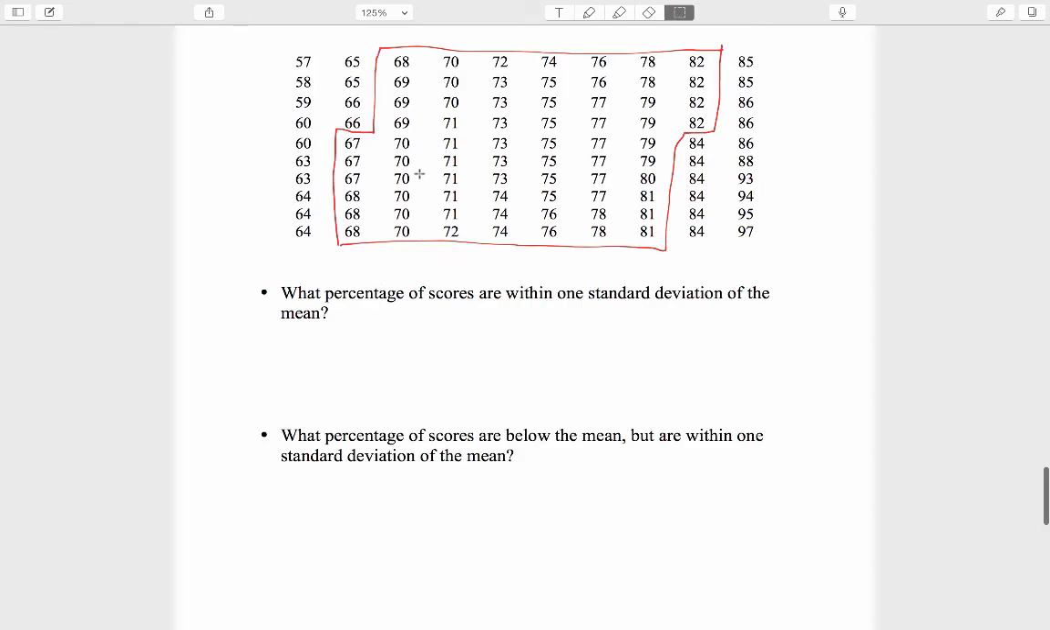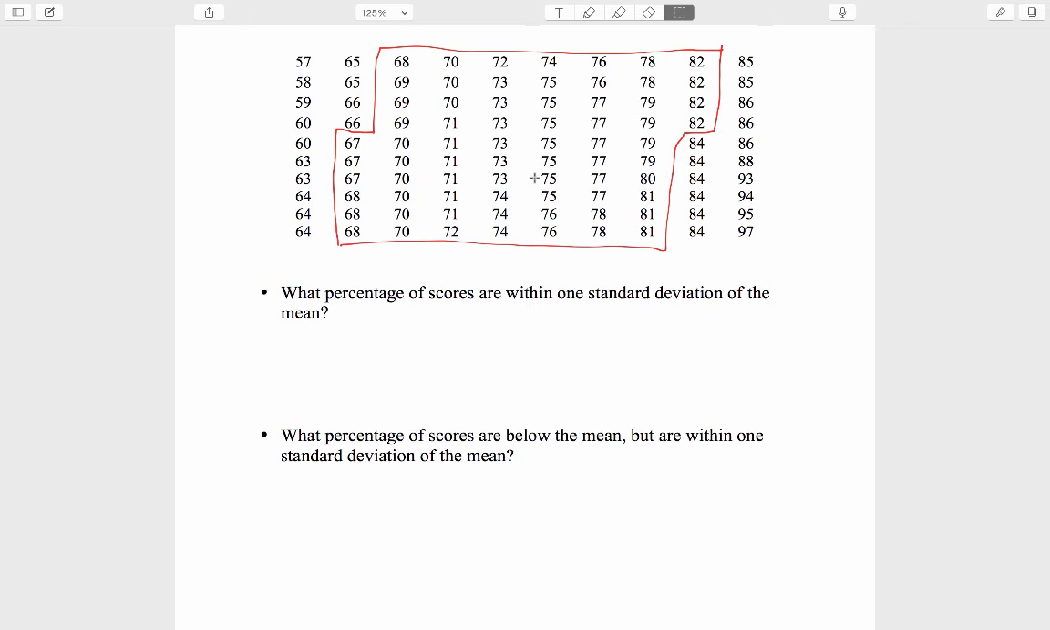Now that we've identified that range of scores, it makes sense to ask what percentage of scores are within 1 standard deviation of the mean. It's quite a large number of them, well over half in this case. And to find the exact number, we could count up all the numbers inside this box, or we could count up the number outside the red box and subtract from 100.